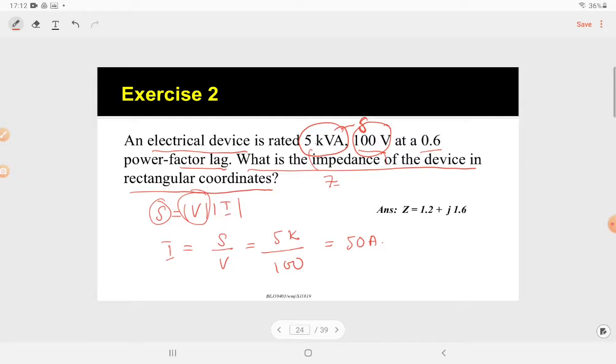Next step, you are given a power factor. Power factor equals 0.6. That means cos theta equals 0.6. Therefore theta equals cos negative 1 of 0.6, so theta equals 53.13 degree. All right, so we know theta, and we also know the current. Therefore we can find the impedance of the device.